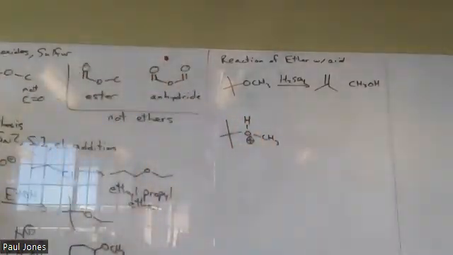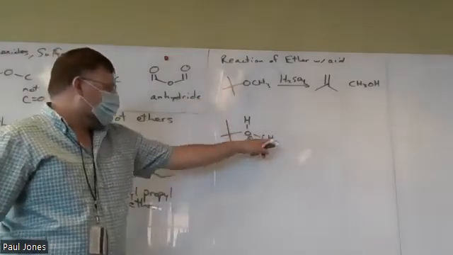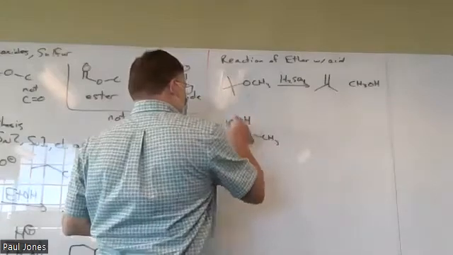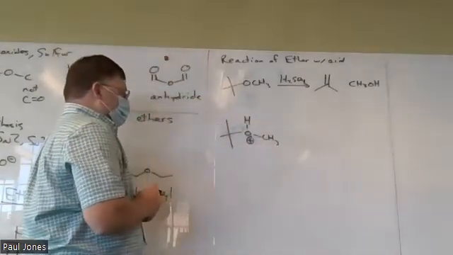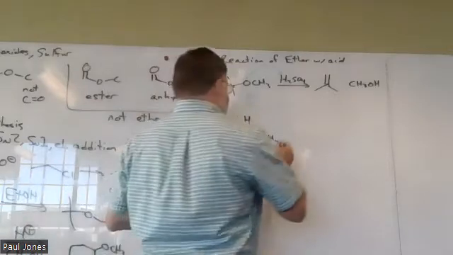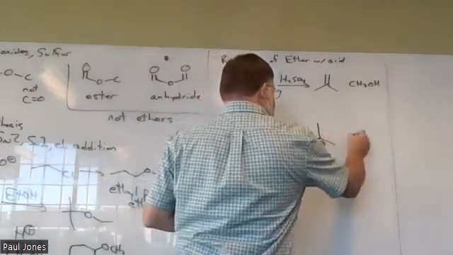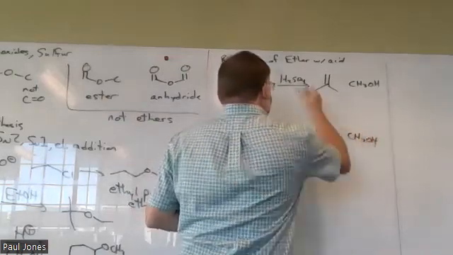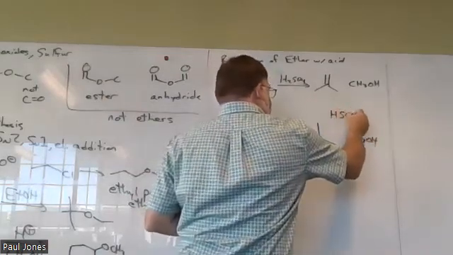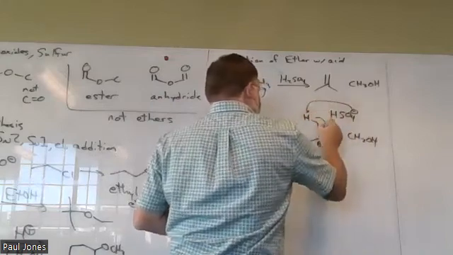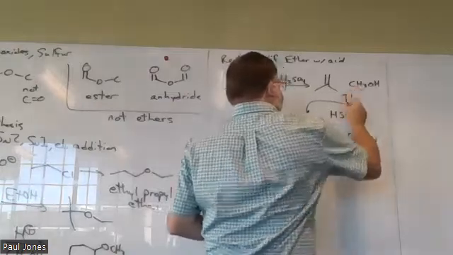This is just the reverse of making the ether via an SN1. If we protonate this oxygen, now methanol is a good leaving group. So methanol leaves. We get our tertiary cation and methanol. We have some HSO4 minus around, and that can give us the elimination.